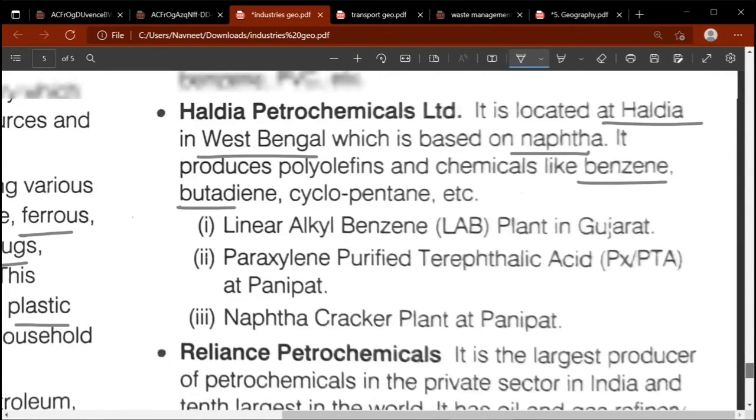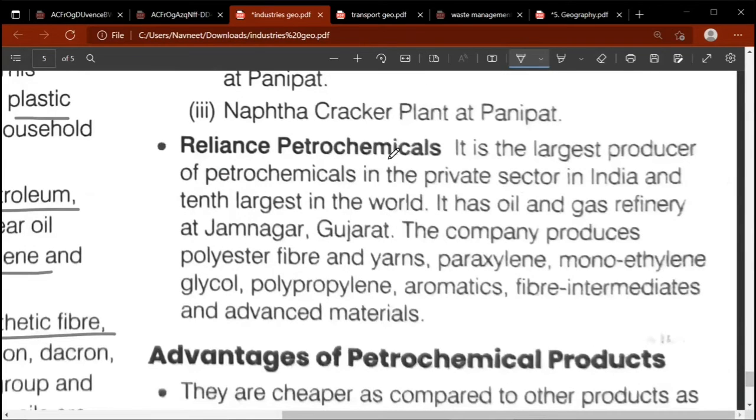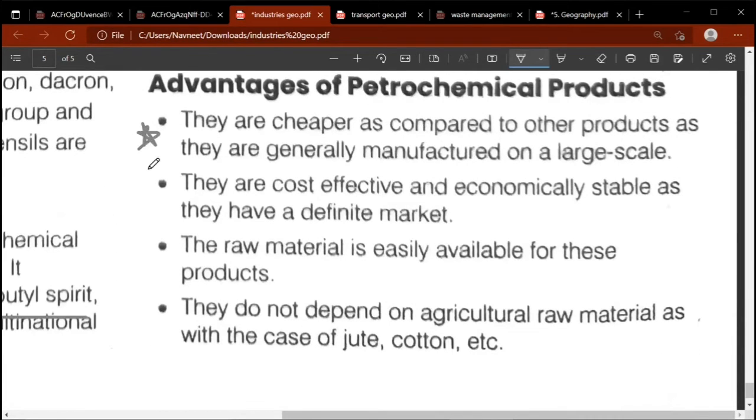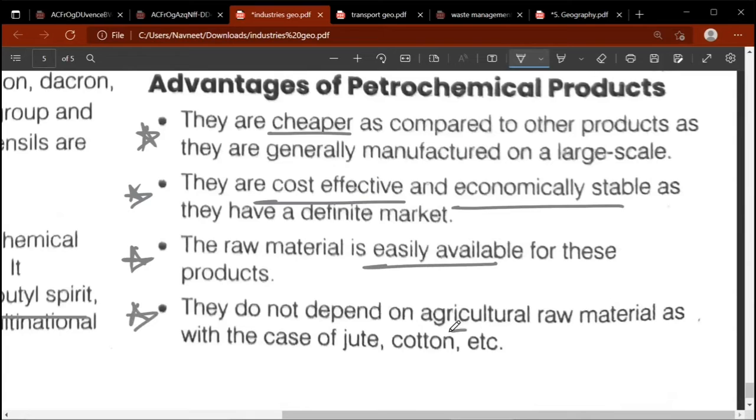Then Reliance Petrochemicals. It is the largest producer of petrochemicals in the private sector in India and the 10th largest in the world. It has an oil and gas refinery at Jamnagar, Gujarat. The company produces polyester fiber and yarns, paraxylene, monoethylene glycol, etc. Advantages of petrochemical products: they are generally manufactured on a large scale, so they are cheaper as compared to other products. They are cost effective and economically stable. The raw material is easily available and they do not depend on agricultural raw materials such as jute, cotton, etc.